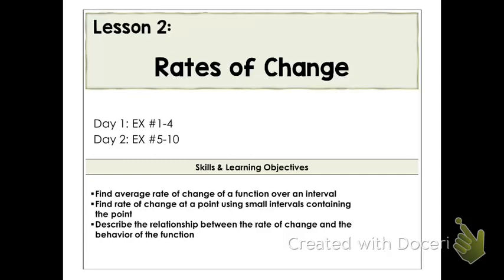All right, lesson 2, rates of change. And so our skills and learning objectives are: we're going to find the average rate of change of a function over an interval. We're going to find the rate of change at a point using small intervals containing the point. We're going to describe the relationship between the rate of change and the behavior of the function.